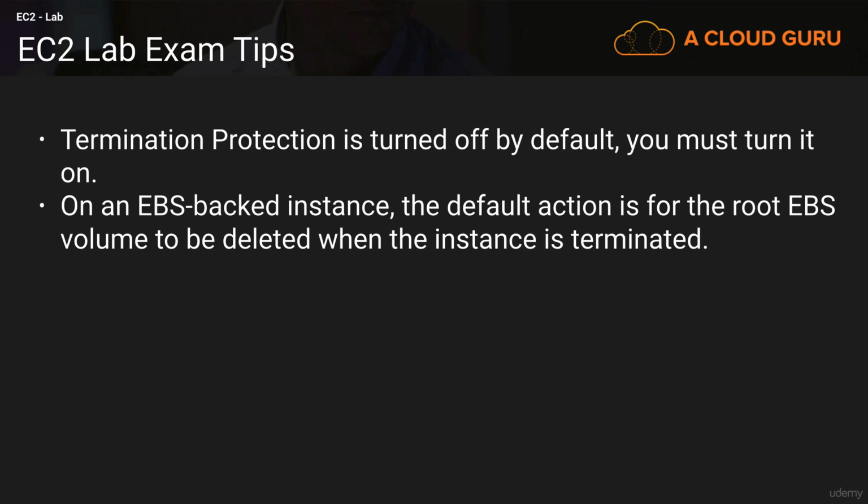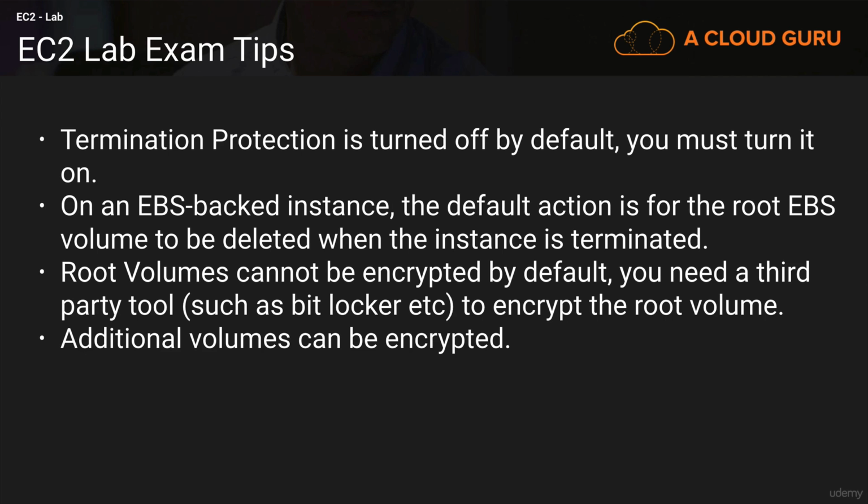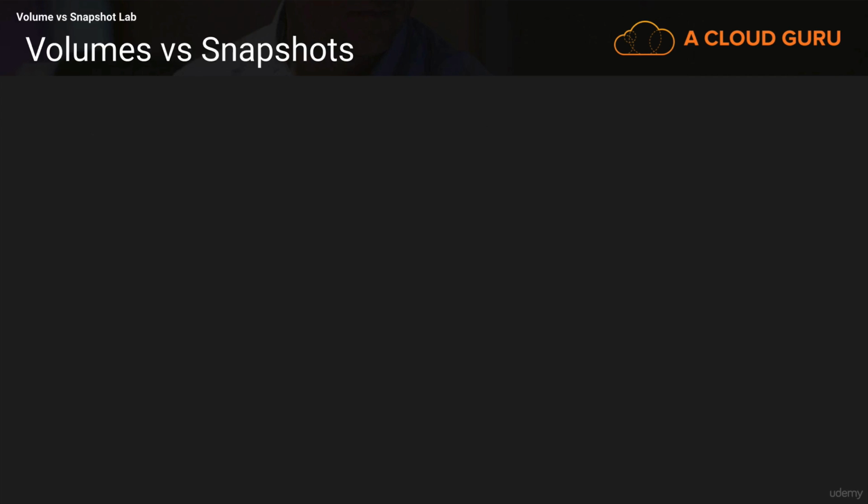However, you can turn that off. So you could go in and terminate your EC2 instances, but still keep the volume in which the OS is installed. Root volumes cannot be encrypted by default. You need a third-party tool, such as Windows BitLocker, for example, to encrypt the root volume. However, additional volumes can be encrypted, and we saw that in that lab.